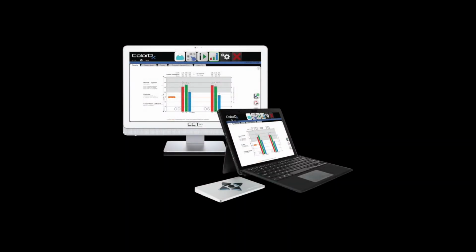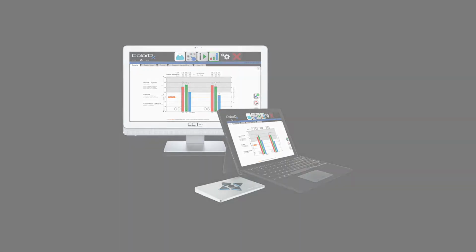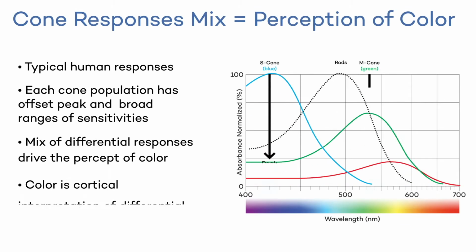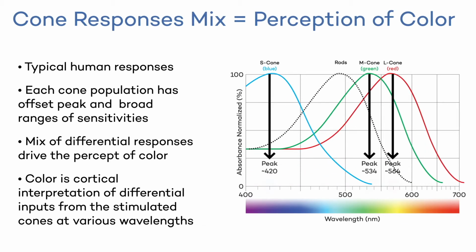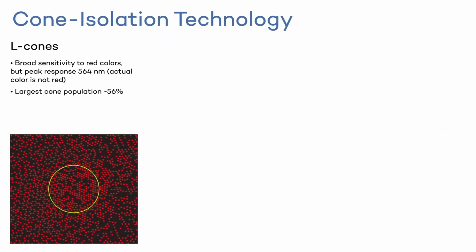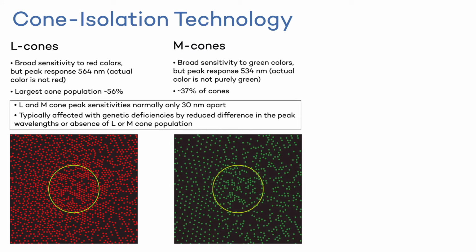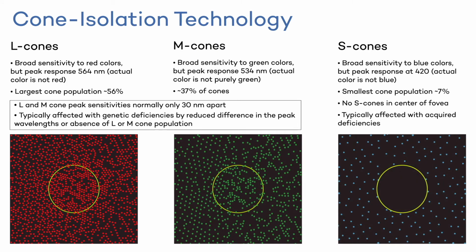CCT HD is a state-of-the-art diagnostic color vision testing device that tests for both congenital and acquired color vision deficiencies. CCT HD uses a cone isolation contrast sensitivity method to assess the function of individual cone cell populations: L cones, red, M cones, green, and S cones, blue.